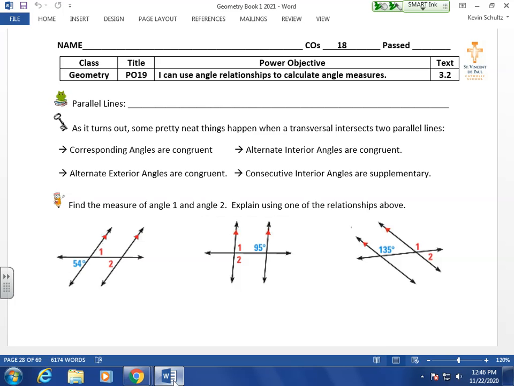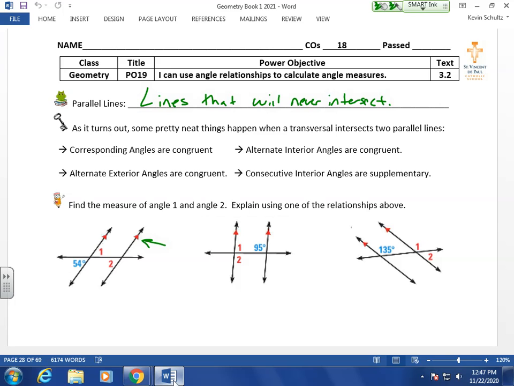For starters, let me point out this symbol on the lines, that little triangle, means that those lines are parallel. And parallel lines, by definition, are lines that will never intersect. They will never cross.